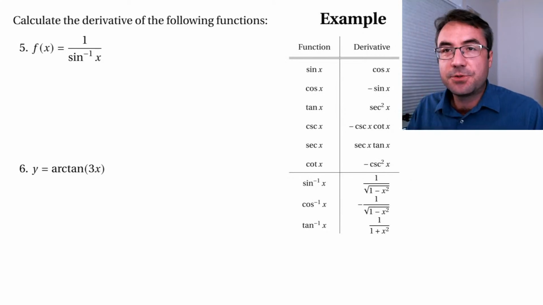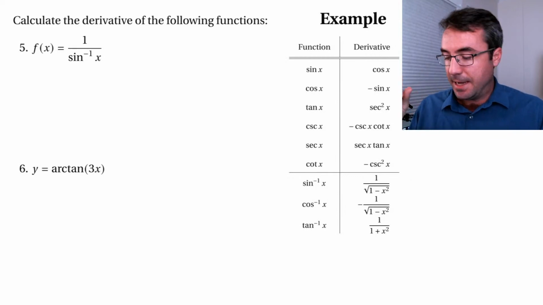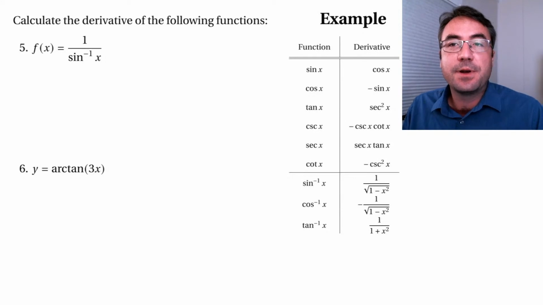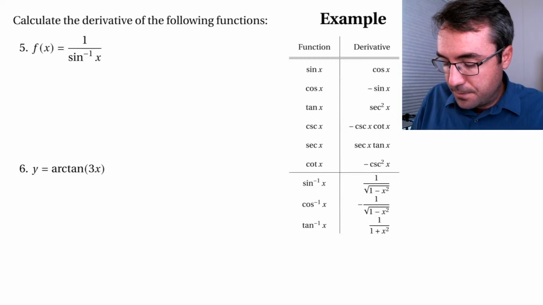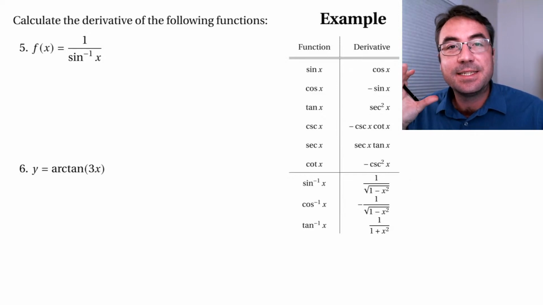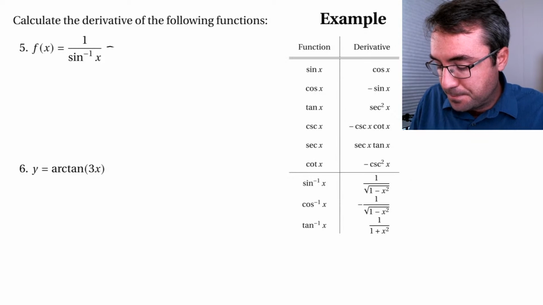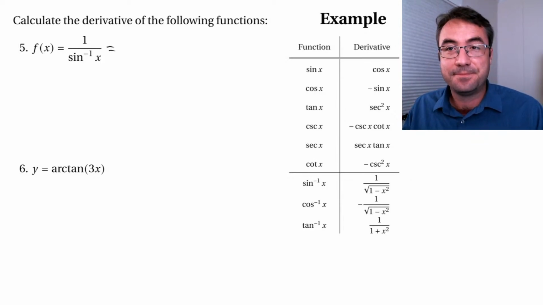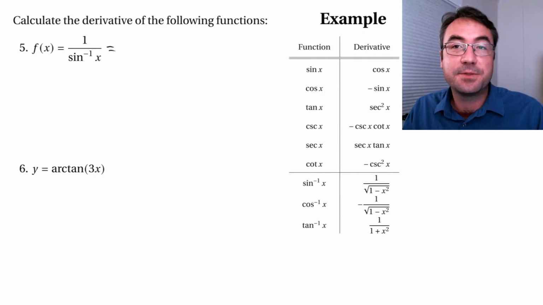All right, so let's try a couple involving inverse trig functions and see how that works. In the first one here, we're going to differentiate 1 over the inverse sine function. Just to be careful here, that -1 that we're seeing is not an exponent. It's telling us that this is the inverse sine function. But we have a fraction here, and the numerator does not have a variable. So our technique for this is to rewrite this with a negative exponent.